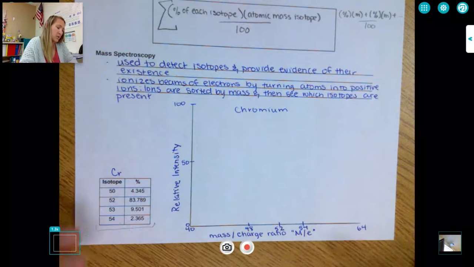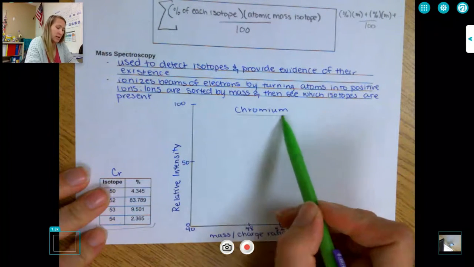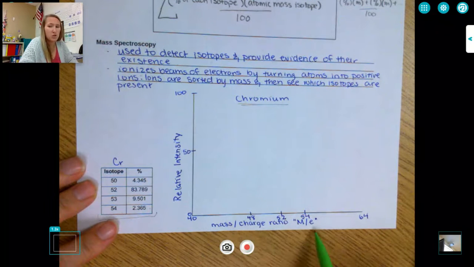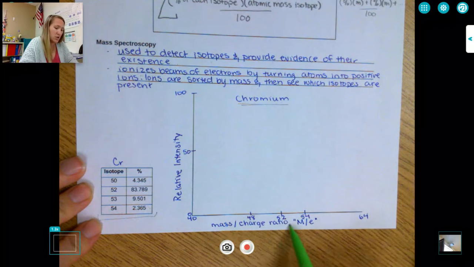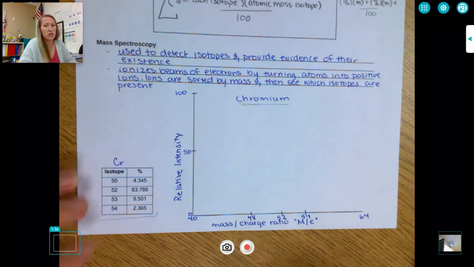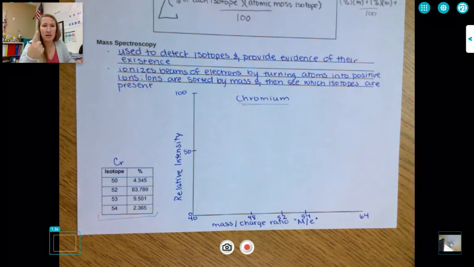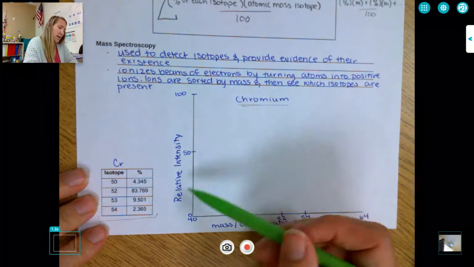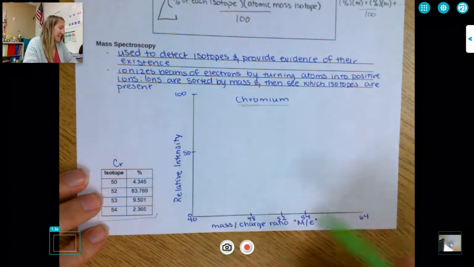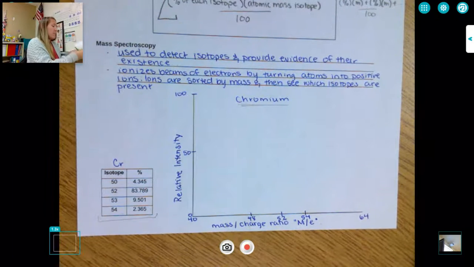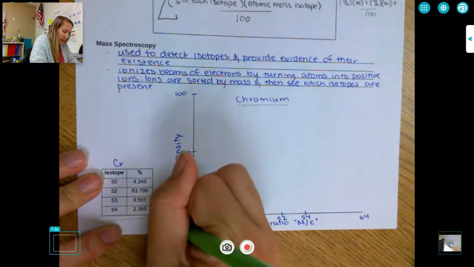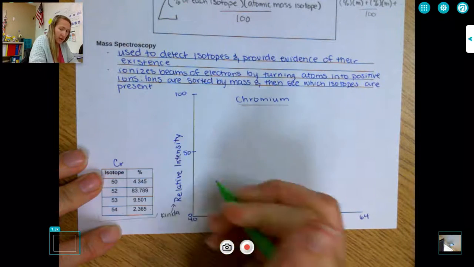And in a mass spectroscopy graph, we have our title of our element. So in this case, we have chromium. We have the mass to charge ratio, okay, which is our charge. We charge them by turning them into a positive ion, which is 1. So really, these are just mass numbers at the bottom. And then the relative intensity goes on the side, and that is very similar to abundance. So we can say it's kind of like abundance.